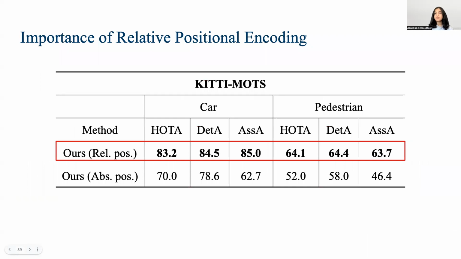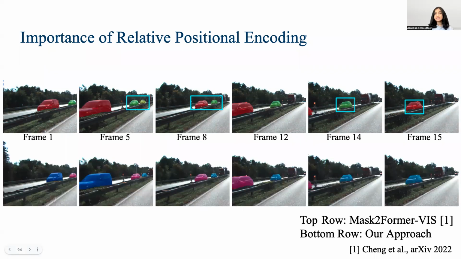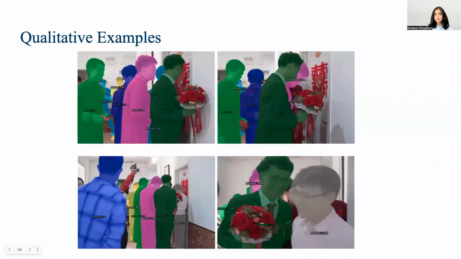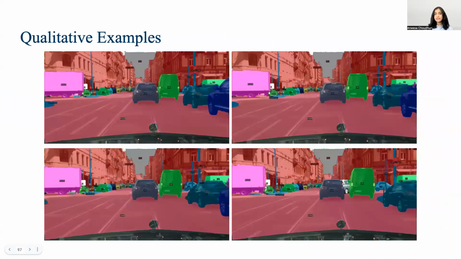We now see that performance drastically improves when using relative positional encodings instead of absolute ones. This can be seen in the association accuracy or AssA, detection accuracy or DetA, and hence the overall accuracy HOTA. In this example, we observe multiple identity switches for Mask2Former VIS. We verified that this is due to the absolute positional encodings. The identity switches are resolved when using relative encodings as seen in the bottom row. Our method retains identities of objects under drastic viewpoint changes, long-term occlusion, and for challenging scenes.